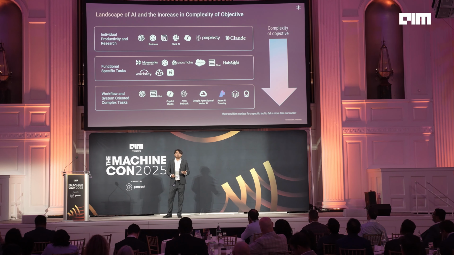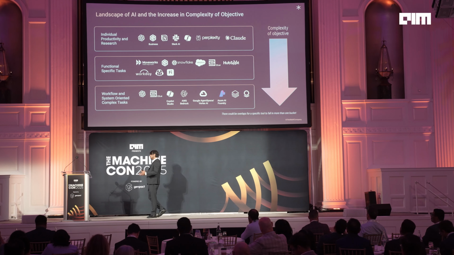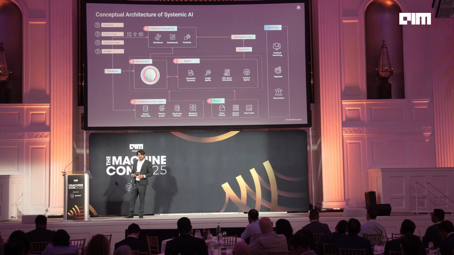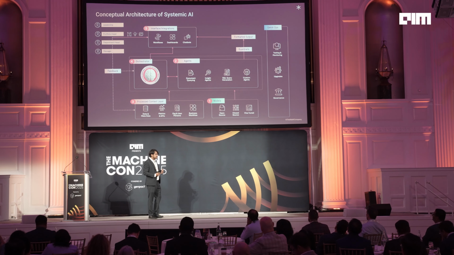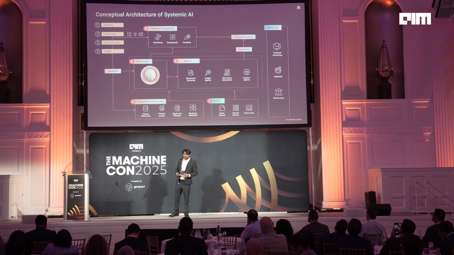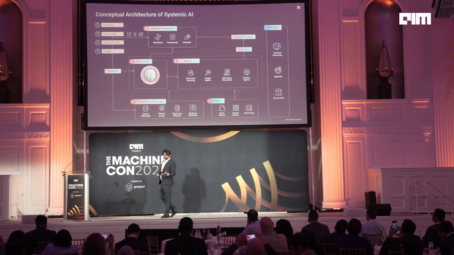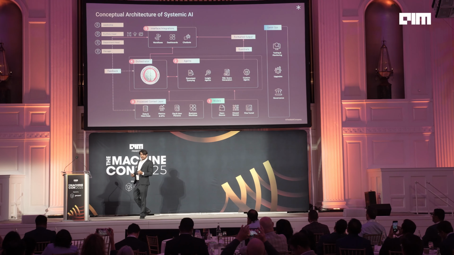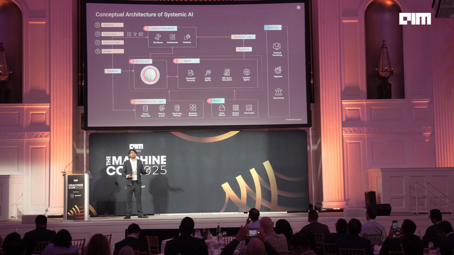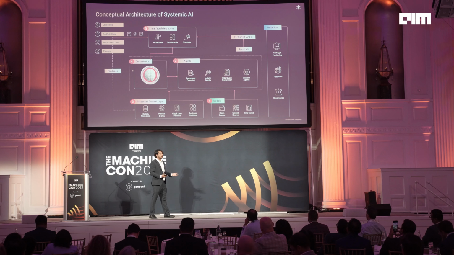Let's talk about an architecture of what this systemic AI system can look like. And I'm going to talk a little bit about each of these building blocks that make up systemic AI. In our minds, if you look at this architecture diagram, you'll find 5 key blocks. The first being the models themselves. Models have gotten very commoditized.